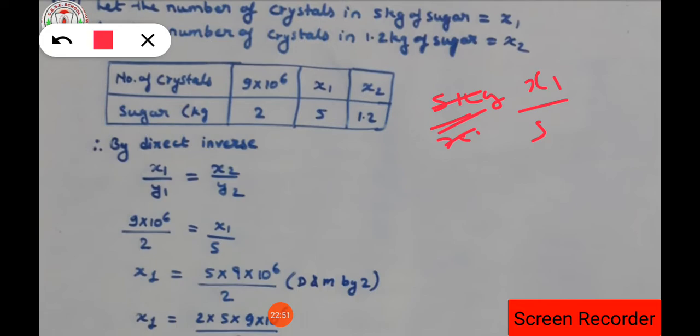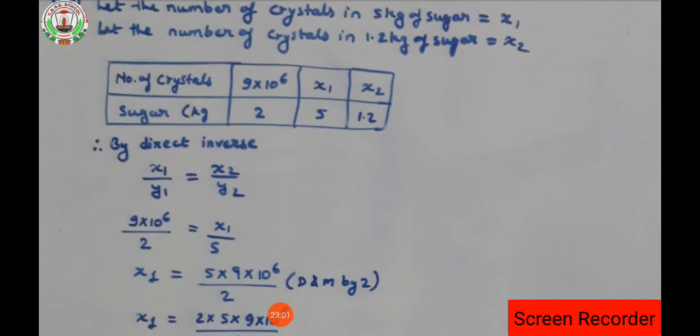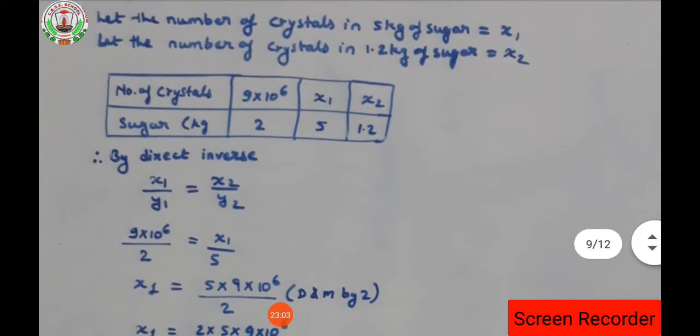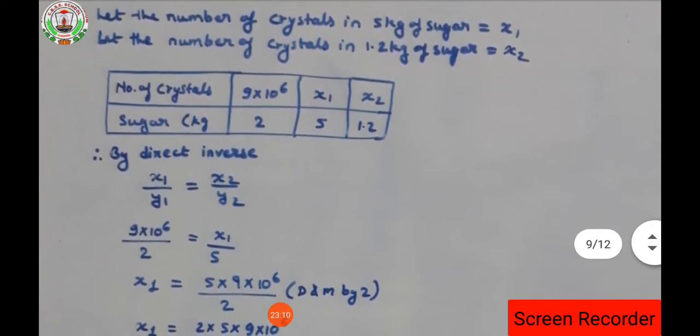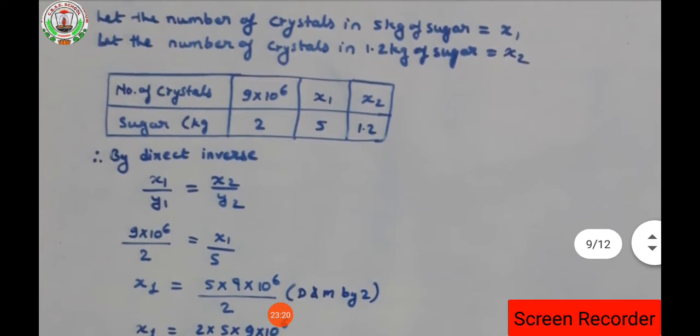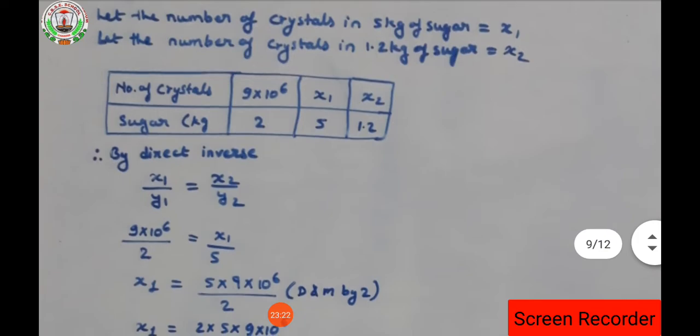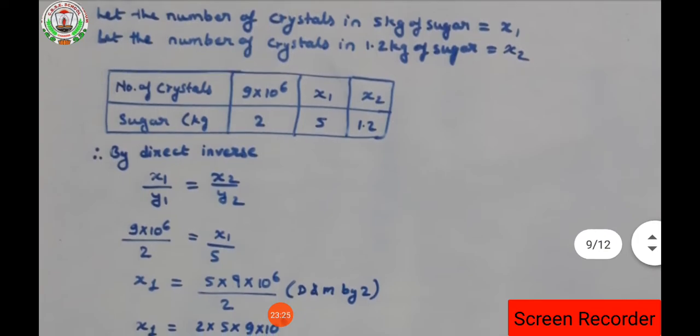Clear? And in the same way, x2 will be the number of crystals for 1.2 kg. Understood? Let the number of crystals in 5 kg of sugar be x1, and in the same way let the number of crystals in 1.2 kg of sugar be x2. Here 2 kgs are given, that is, one is 5 kg and another one is 1.2 kg. In both we have to find the number of crystals, which we are going to consider as x1 and x2. Okay.